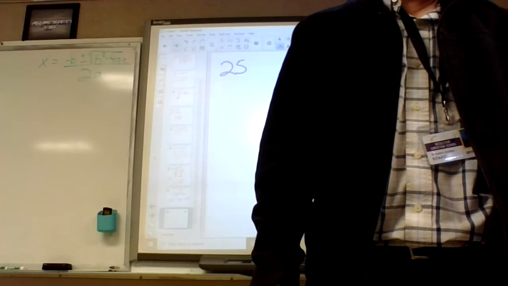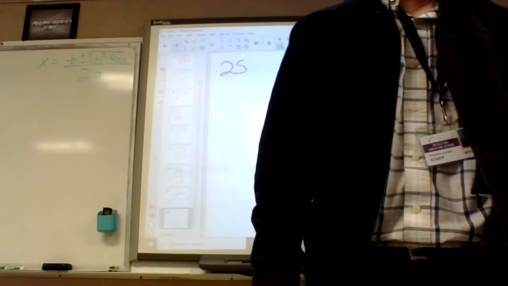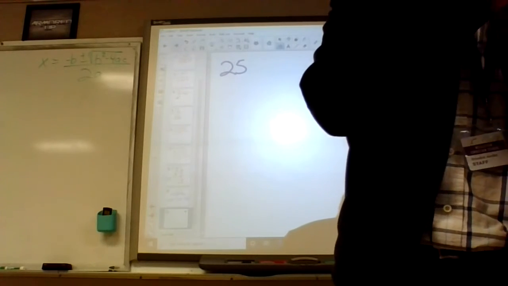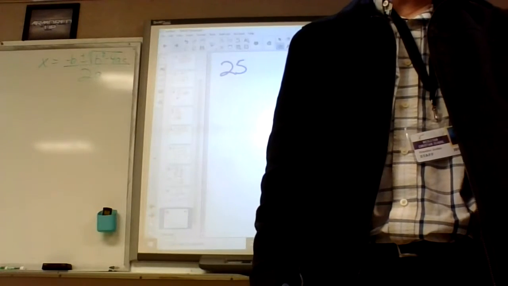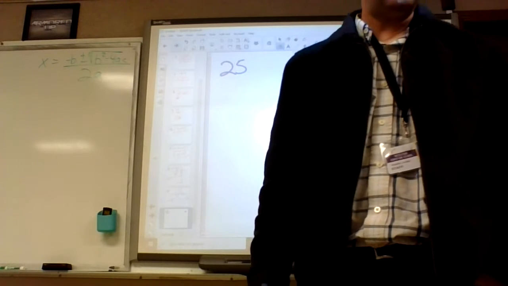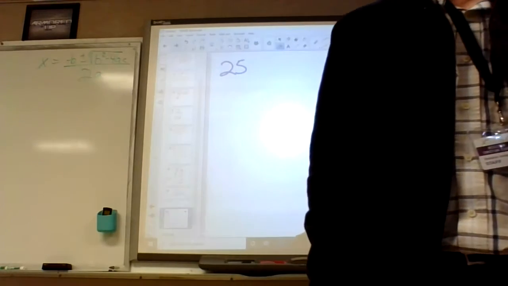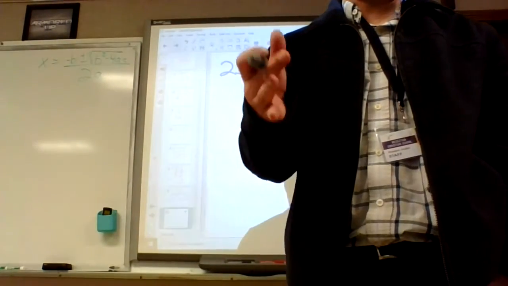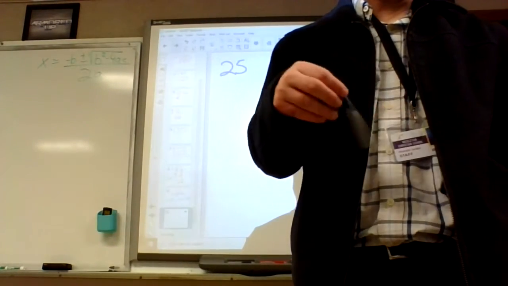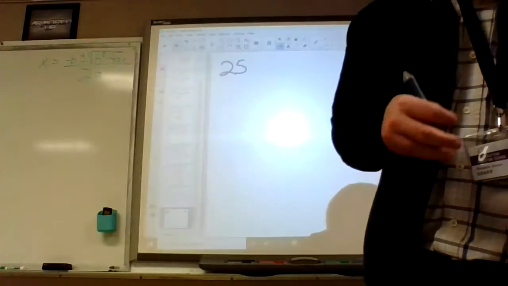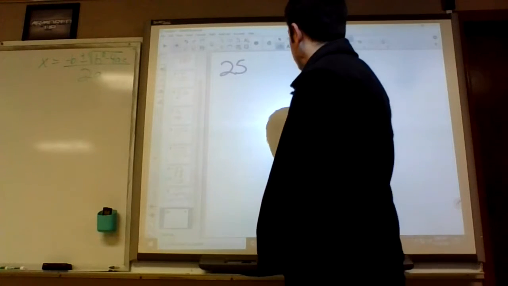Lost my place. 23. Nope, 25. Okay. What's my A, B, and C on 25? A is 2 from the 2y squared. B is negative 3. Okay, yeah, if you subtract the 3y over, you get negative 3y. So A is 2, B is negative 3, C is 8.